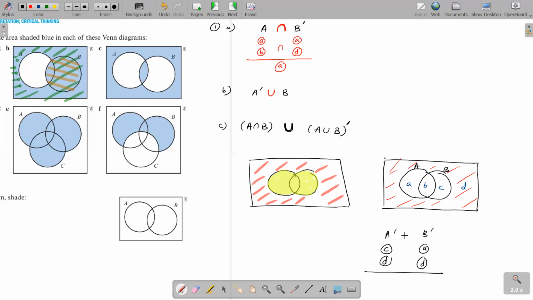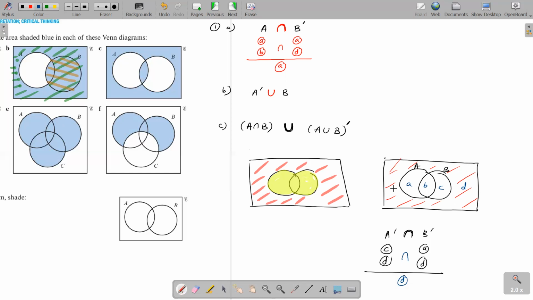Instead of taking the union, take the intersection, because I want to get the colored region, which is region D. Do you agree with me? If I take the intersection, it means taking the common thing between the two. What's common between these two, C and D, and A and D? You can see D is common. So A dash intersection B dash is region D.